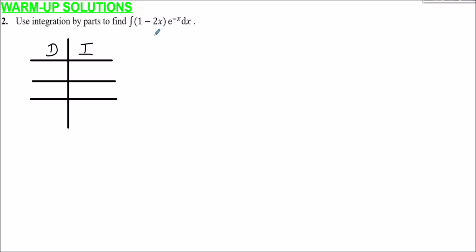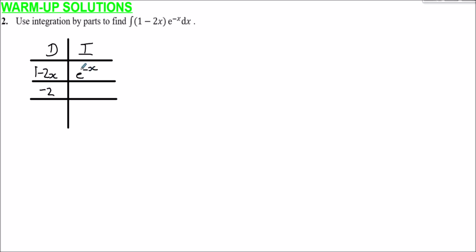So using the acronym LIATE, where L is logs, I is inverse trig, A is algebraic, A comes before E, where E is exponential. So therefore, because A comes first in the list, whatever comes first in the list we put in the D column. So because 1 minus 2x comes first, that's what we put here. Therefore, we need to integrate e to the minus x dx. So differentiating 1 minus 2x, that just gives minus 2.